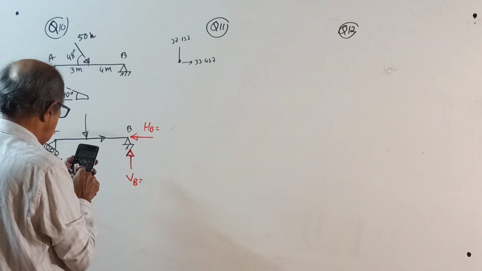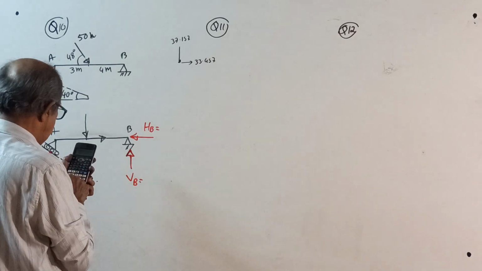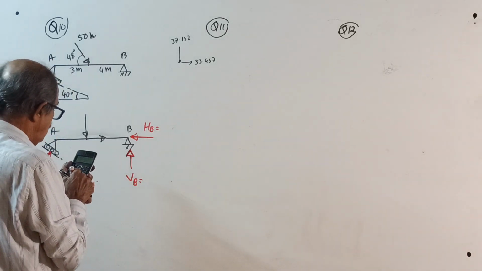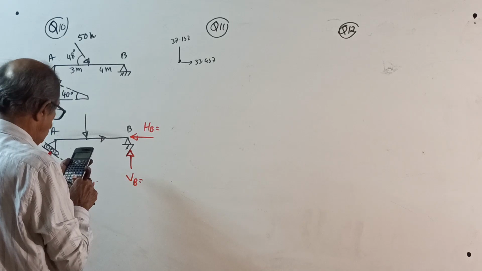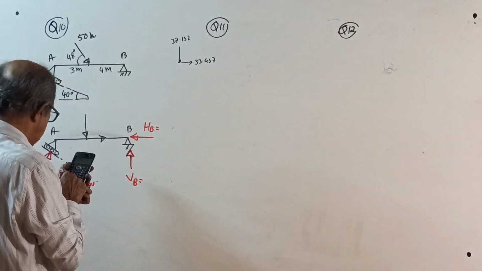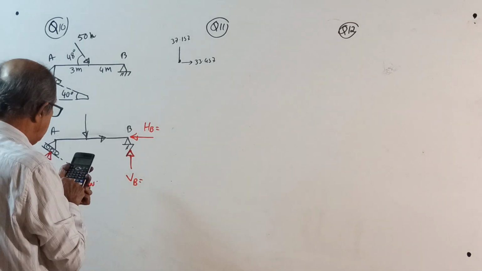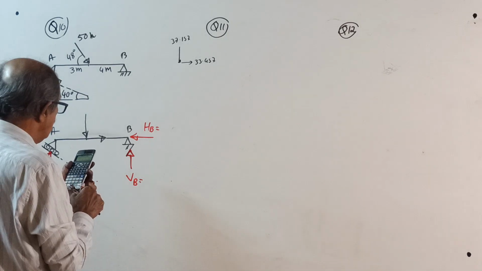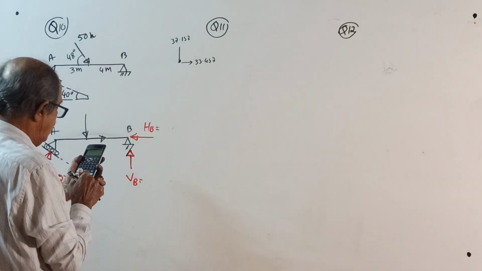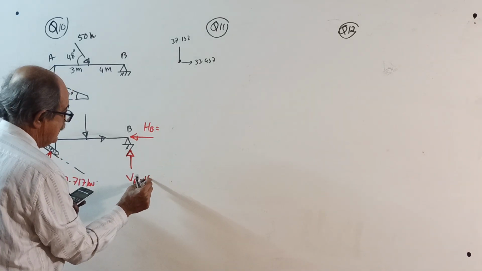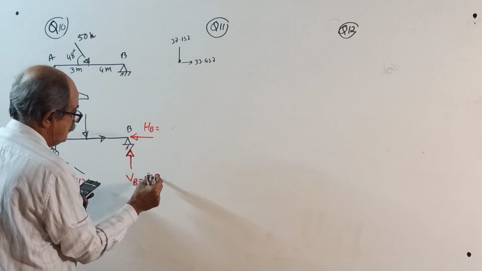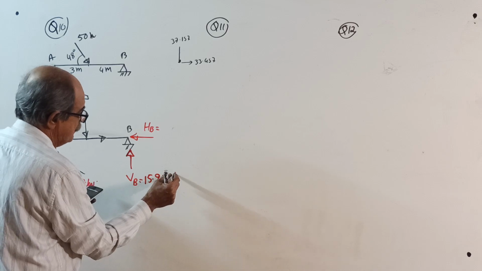Divided by sine of 50 will give 27.717, into sine 50 will give 20, something wrong. 27.717 into sine 50 will give 21.232, subtract 37.157. This will be 15.925. See, sometimes it happens, some small problems.